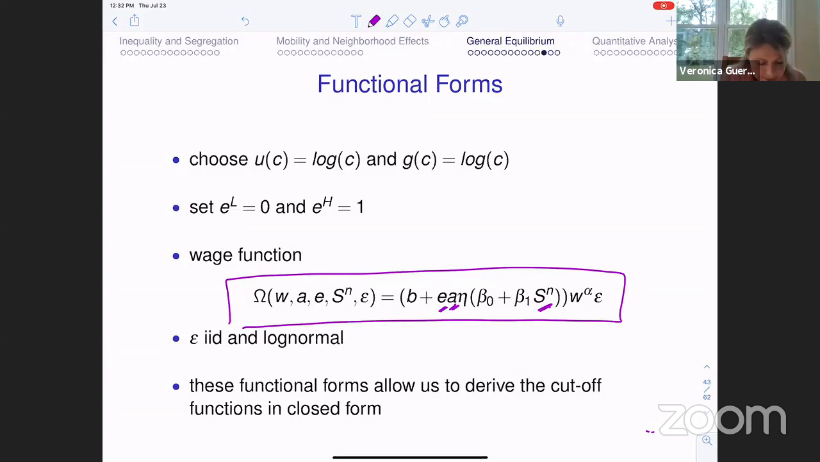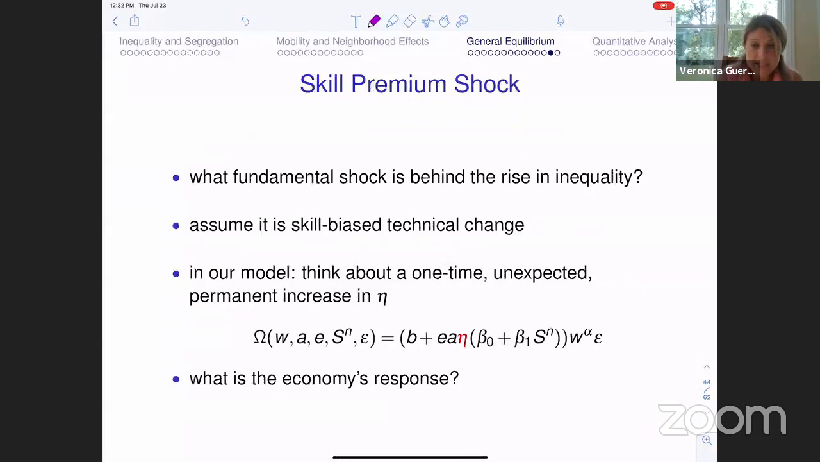Now epsilon is IID and log normal, and with this in mind, I'm going to explain our main exercise. So our main exercise, first theoretically, I'm going to explain the mechanism and then I'm going to show you quantitatively. So our main exercise is going to be, let's assume that there is a skill-biased technical change improvement. How can we represent that as a shock in this model?